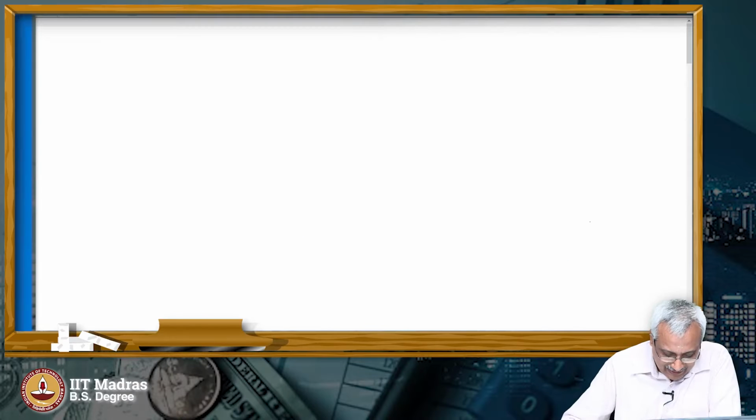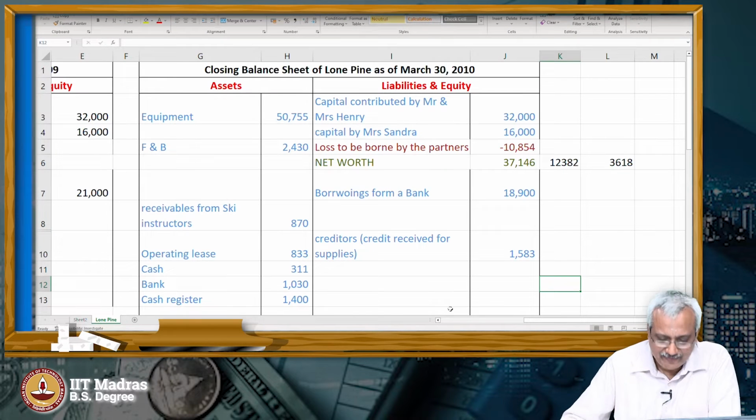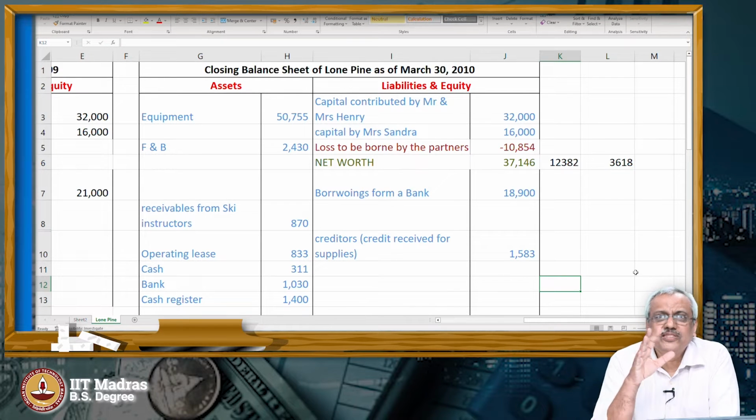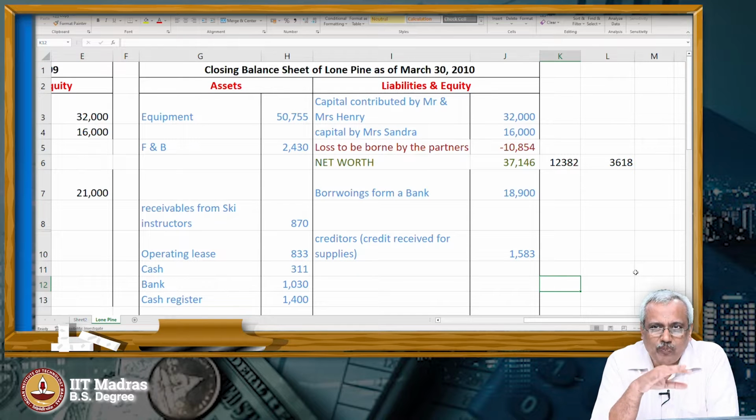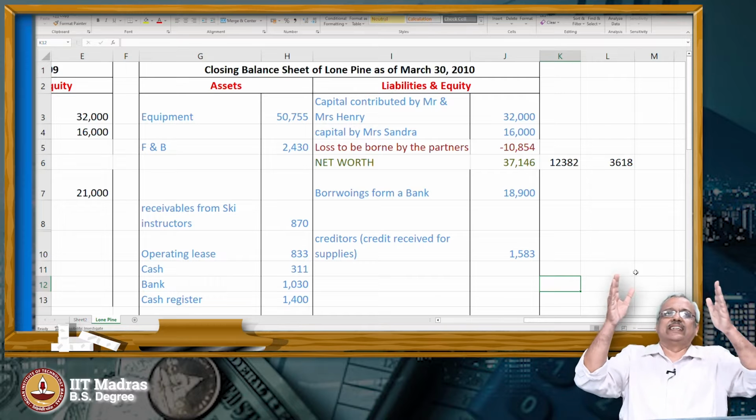In the last class, we focused on preparing the balance sheet. This is what we prepared: the balance sheet of a cafe as of two different dates, that is, when the cafe opened and when the cafe closed down. So what did we prepare? We prepared the statement of what is owned by the cafe and what is owed by the cafe on each of these specified dates.